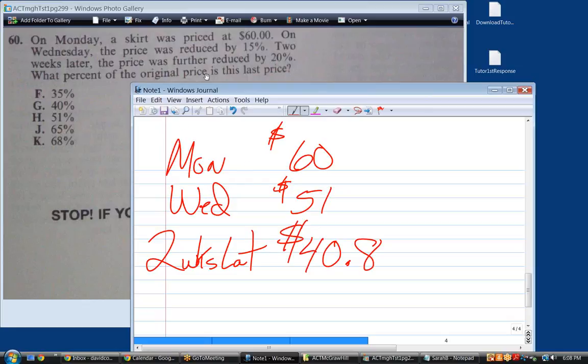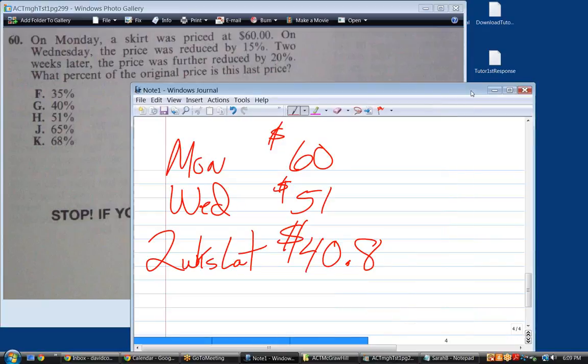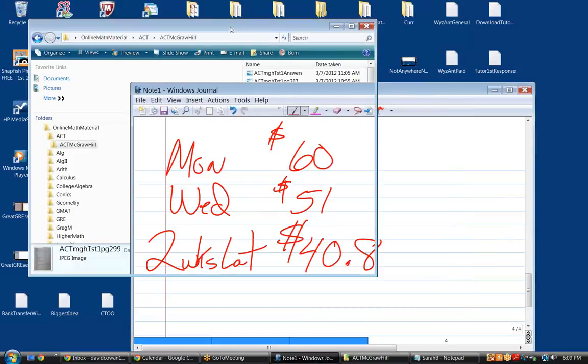Now, what percent of the original price is this last price? Could you? Okay. So then, say 40.8 divided by 60. There you go. 68? Did you get 68 or 65? Got 68. The first time I did something weird and I got like 0.001. Okay. All right, on to the second test.